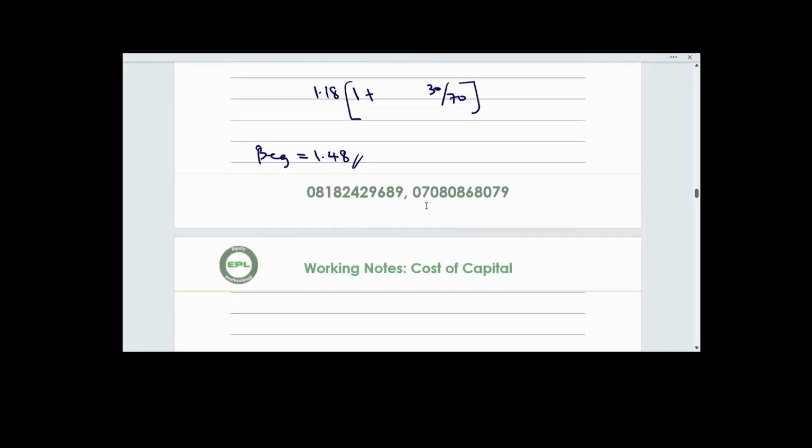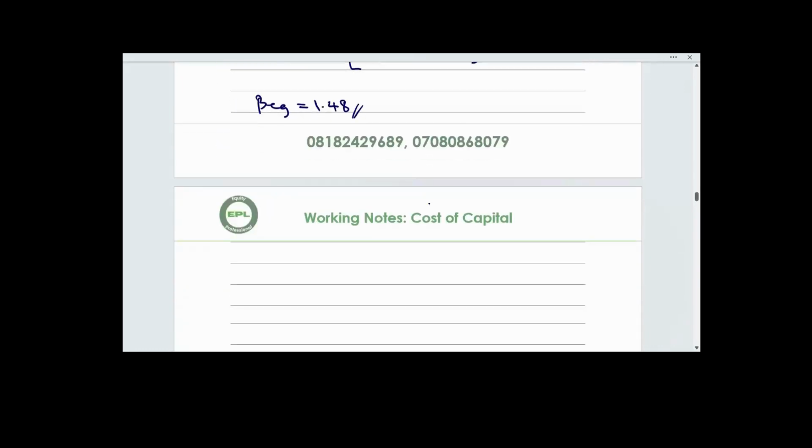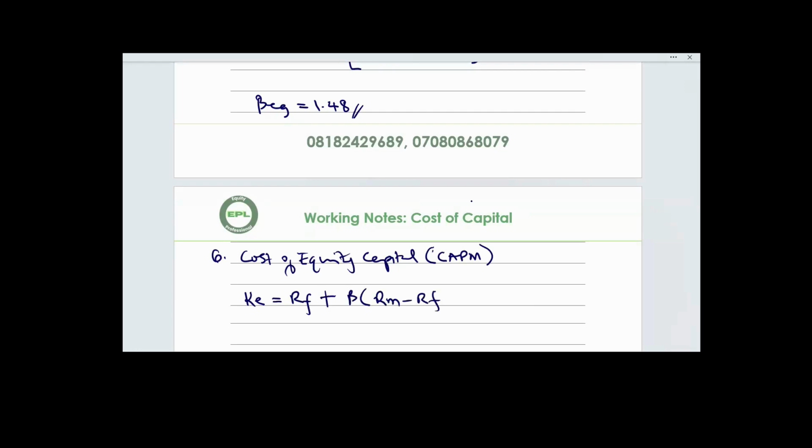Then step 6 rather, we calculate cost of equity, which is capping. So examiner called it cost of equity capital. So I'll just say cost of equity capital. That is capping. So to get the capping, cost of equity is calculated as risk-free rate of return plus beta into market return minus the risk-free rate of return.